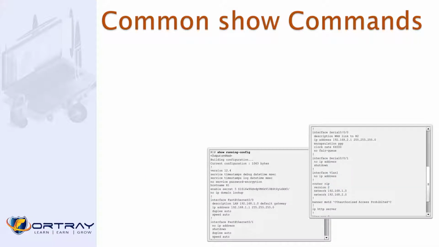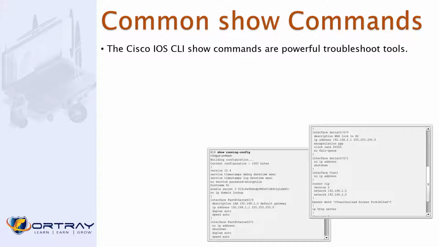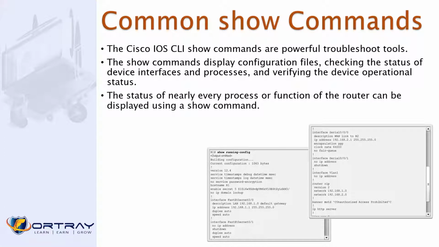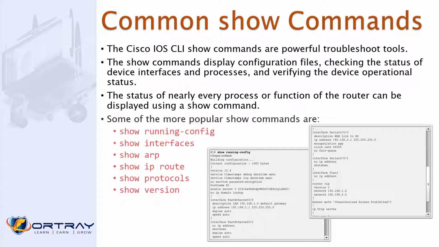For verification purposes, we have many show commands on the Cisco CLI. Show commands are powerful troubleshooting tools. The show command displays the configuration file, checks the status of the device interfaces and processes, and verifies the device's operational status. Nearly every process or function of the router can be displayed using a show command. These are some of the commands you might already be aware of.